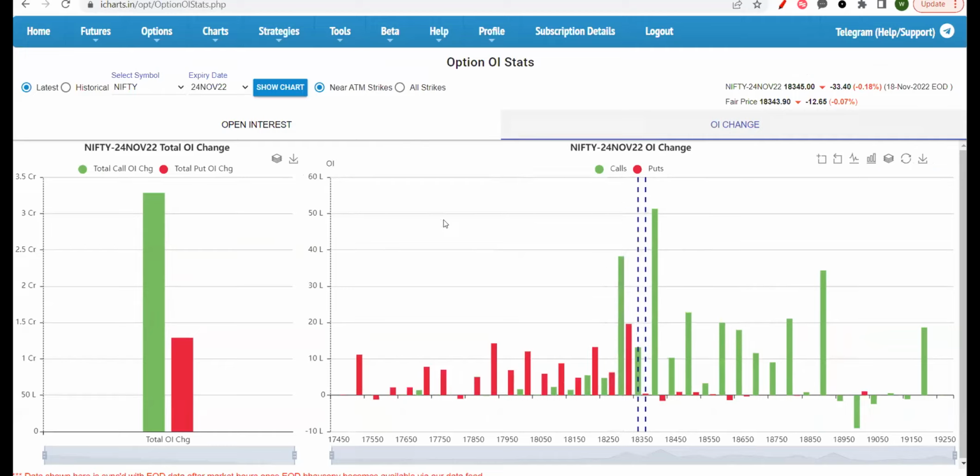Max pain, I'll discuss that. What is the time lag for this side? Actually, as I discussed with you, NSE releases data every 3 minutes. This OI data is released every 3 minutes. So after 3 minutes, this side gets updated, and you get the data after 3 minutes.